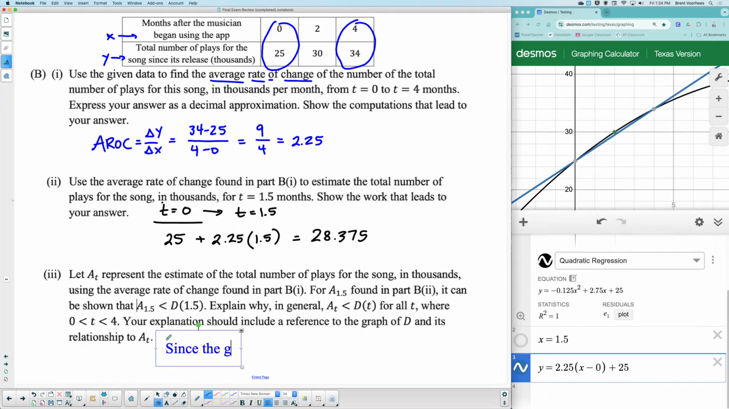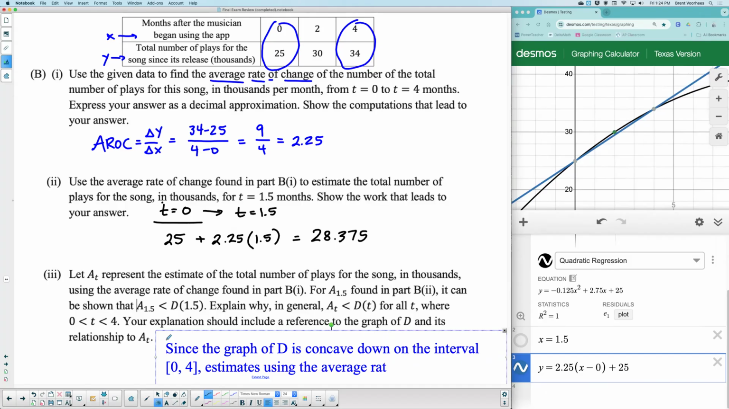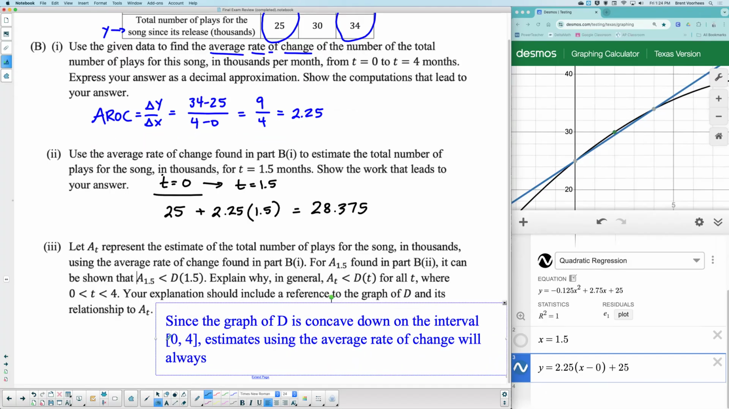So since the graph of D is concave down on the interval 0 to 4, the estimates using the average rate of change on any interval within 0 to 4 will always be less than the model prediction.